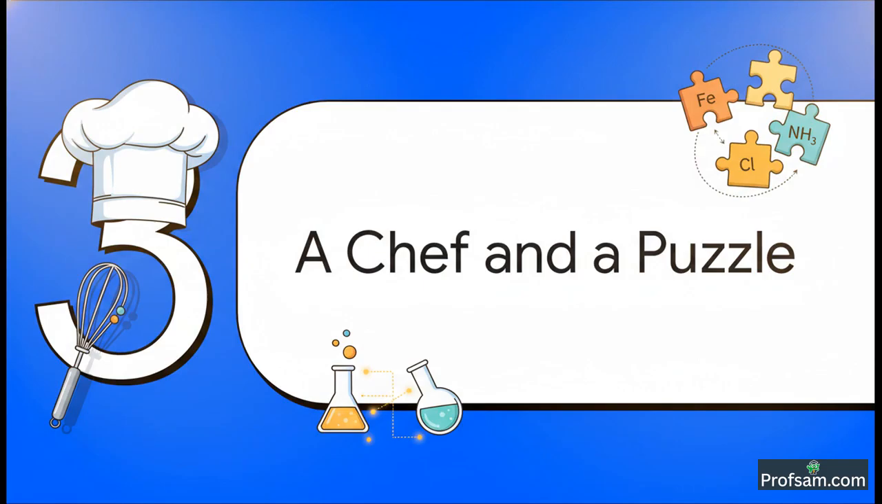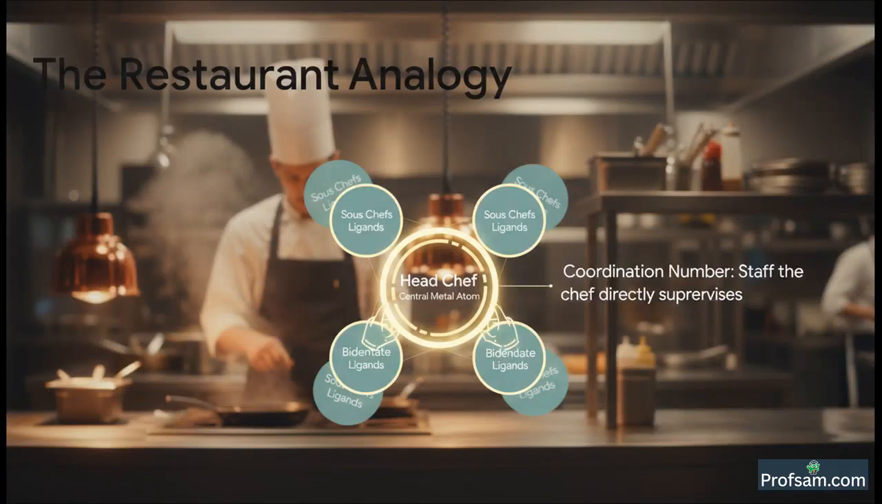Okay, I know these terms can feel a little bit abstract. So, to make them really easy to remember, let's use a simple analogy from everyday life. Let's imagine a busy restaurant kitchen. The central metal atom is like the head chef, the boss, and everything in the kitchen revolves around them. The ligands are the sous chefs, or the assistants, helping the head chef.